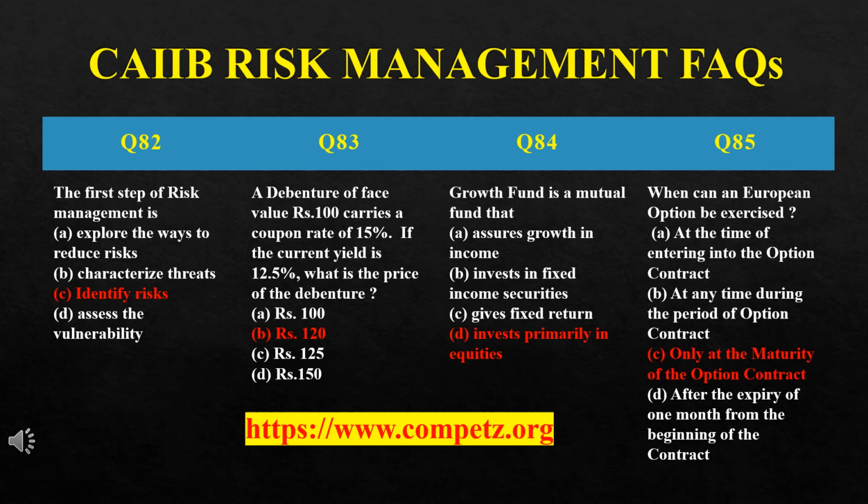Now see here the question number 82. Look at the screen. The first question is, the first step of risk management is dash. There are 4 options given. Explore the ways to reduce risk. Then features, that is categorize threats. Third is identify risk. Fourth is assess the vulnerability. Answer is C, identify risk.